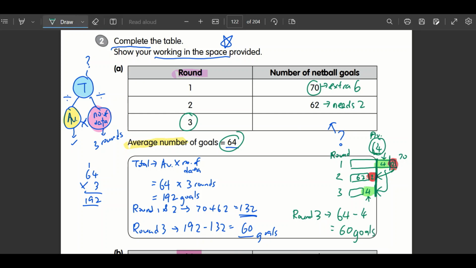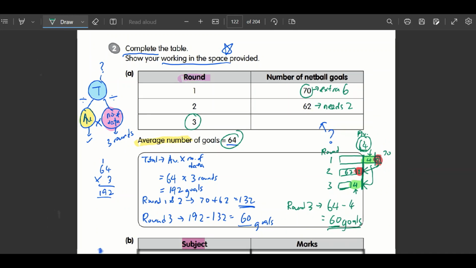So the idea is, I look at what's extra over there. Round 1 has an extra of 6 from the average. He tries to give them out. Give 2 to round 2, round 2 becomes 64. And then give the extra 4 to round 3, and then here you go. Round 3 is now 64 as well. So looking backwards, you can see that this is round 3. This here is going to be 60.